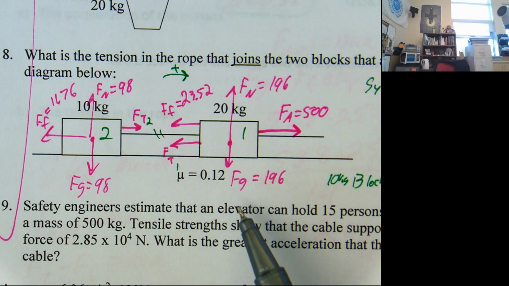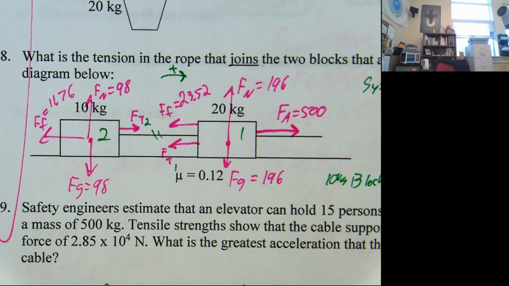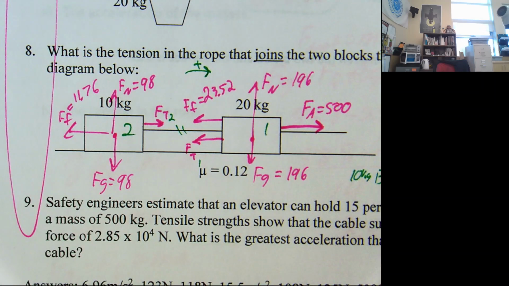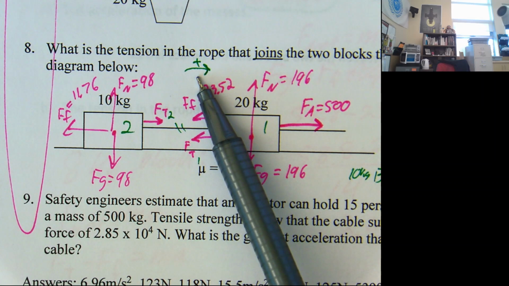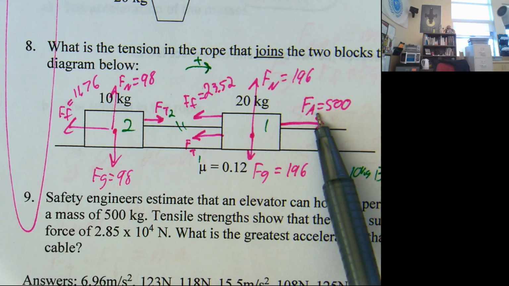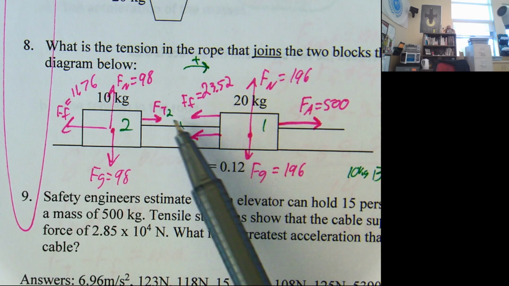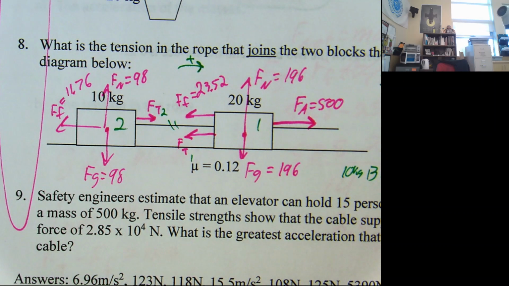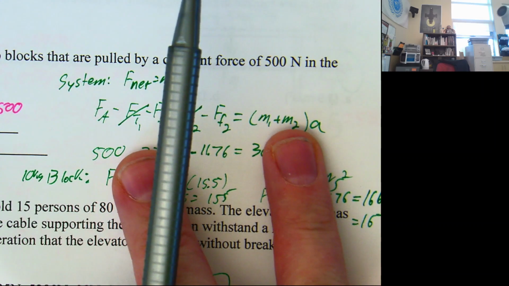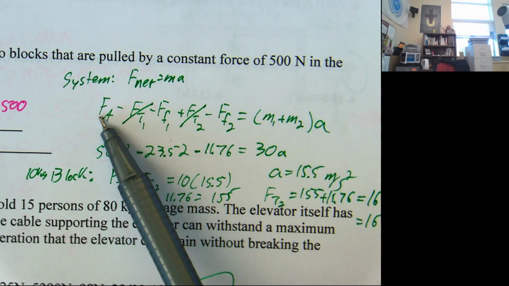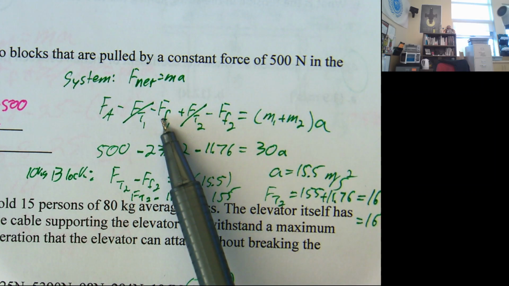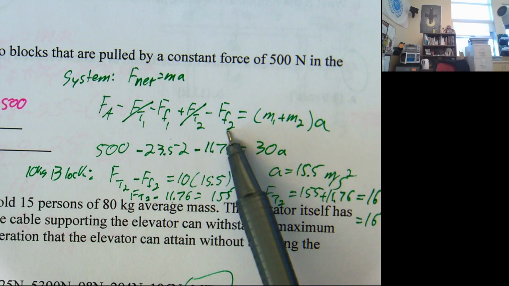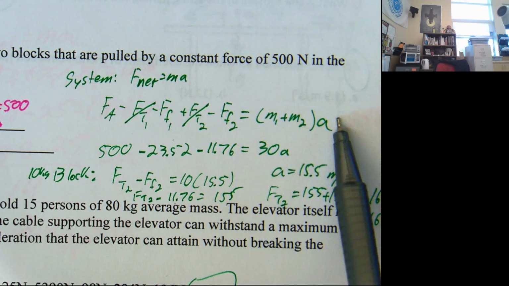When you make your F net equals MA for the system, this is what the equation is going to look like. If we call to the right positive, it's going to be this guy positive minus these two plus this one minus that one. The expression looks like this: FA minus FT minus the friction on block 1 plus FT, because it's the same FT, minus the friction on block 2 equals the combined mass times the acceleration.